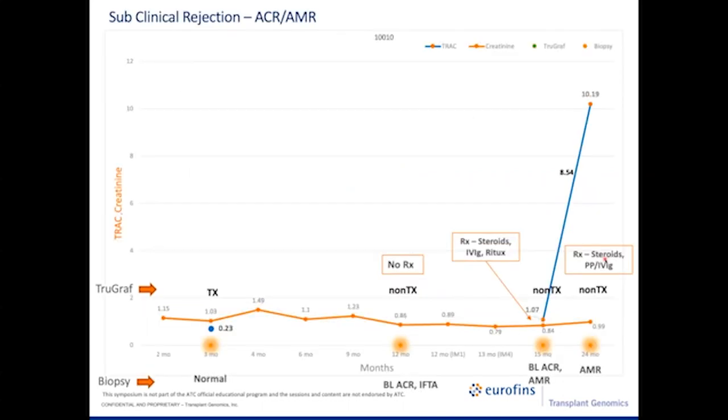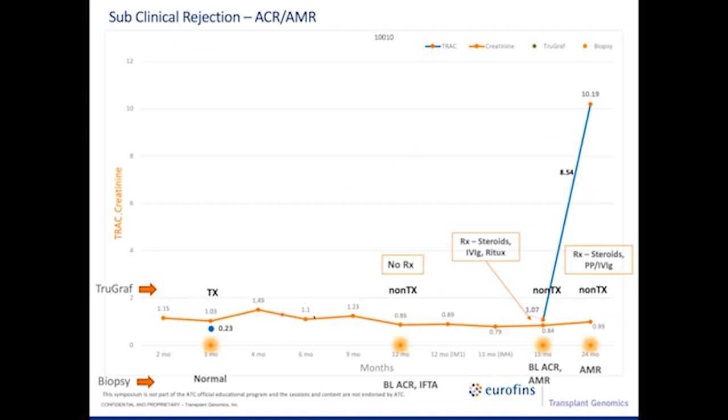Another example, again, of subclinical rejection. This one's a combination of cellular and antibody-mediated rejection. And again, it highlights that if you look at the serum creatinine here in orange, if you just follow creatinine without biomarkers or biopsies, you would be missing a lot of things in a patient. So here's a patient transplanted, again, good kidney function. At month 3, they have a TX TruGraf, so you could have avoided a biopsy, but the biopsy's done, and it was normal. And again, they have a low level of TRAC cell-free DNA.